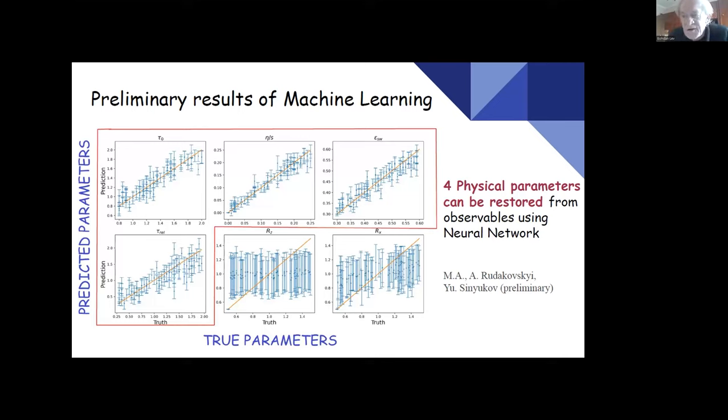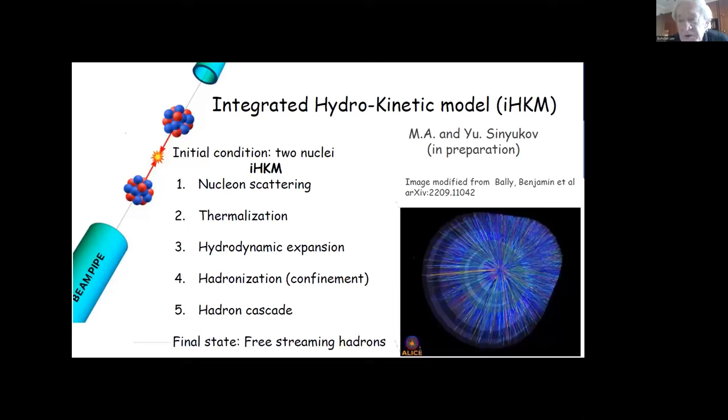Ask, please. Okay. I have a very important question for me. Do you talk about integrated hydrokinetic models? Yeah, hydrodynamics is described as a dissipation equation. What does integrated mean in this sense? Yeah, integrated means a full model. I believe that this is some sort of historic name, because people had kinetic models and hydrodynamic models for different stages of this process. And integrated means that they are combined into one large model that can describe the full process from the beginning to the end.